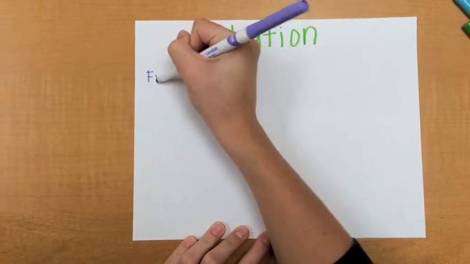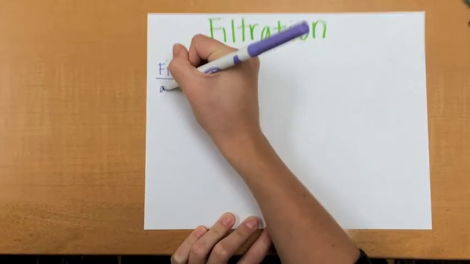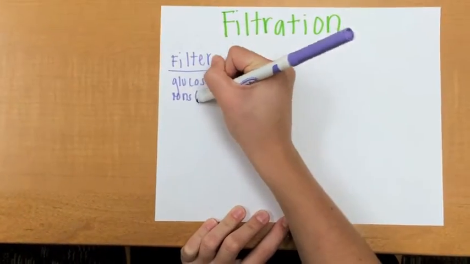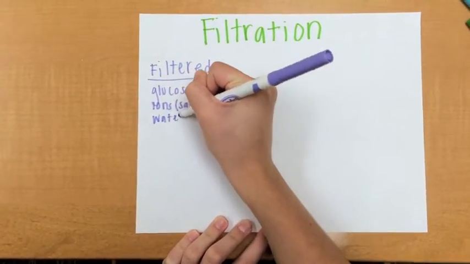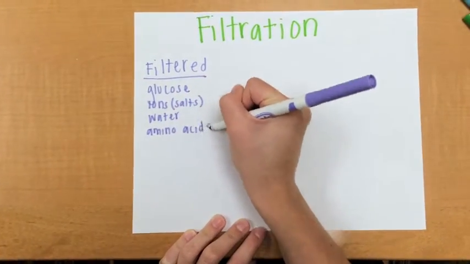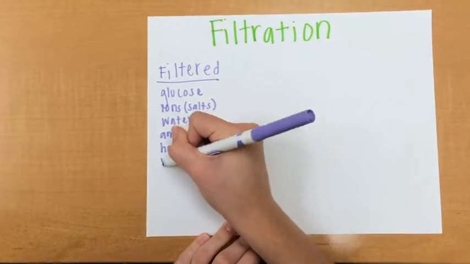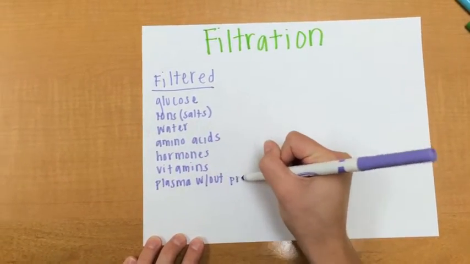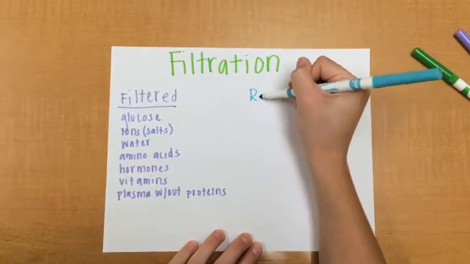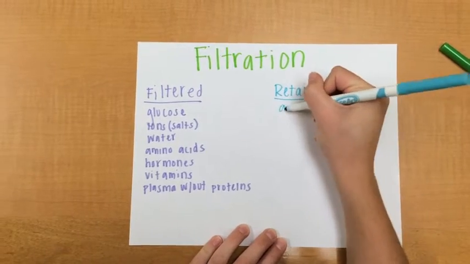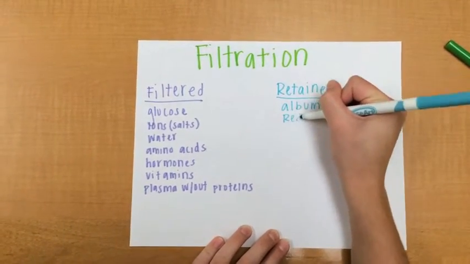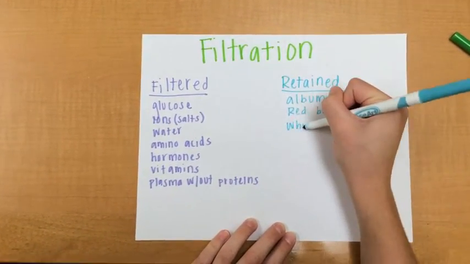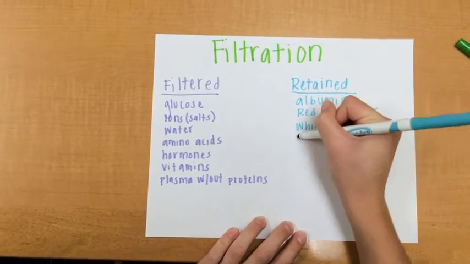During filtration, some things are filtered and some things are retained. Things that are filtered include glucose, ions such as salts, water, amino acids, hormones, vitamins, and plasma without proteins. Things that are retained include albumin, red blood cells, white blood cells, and platelets.